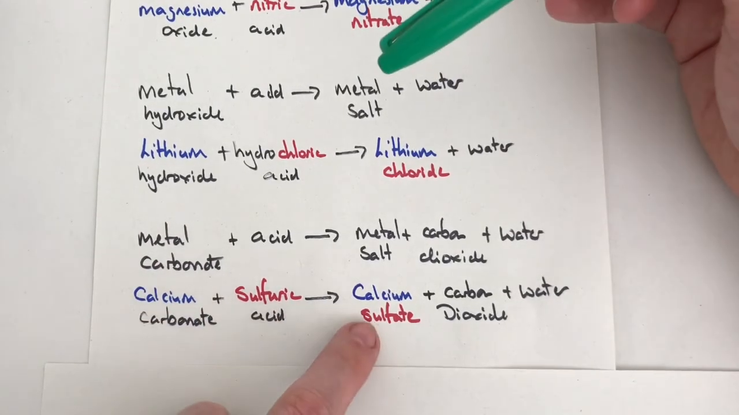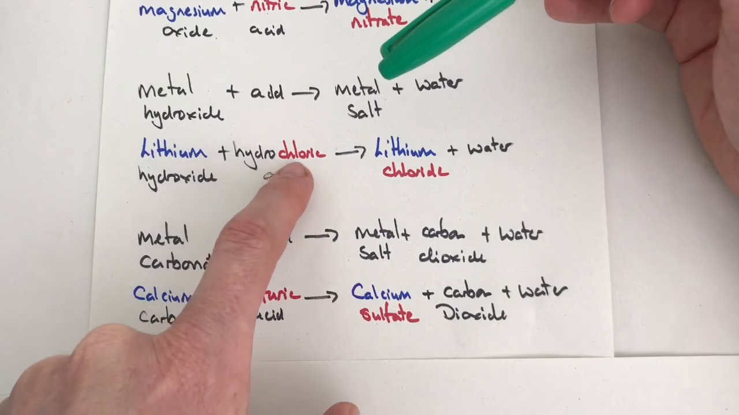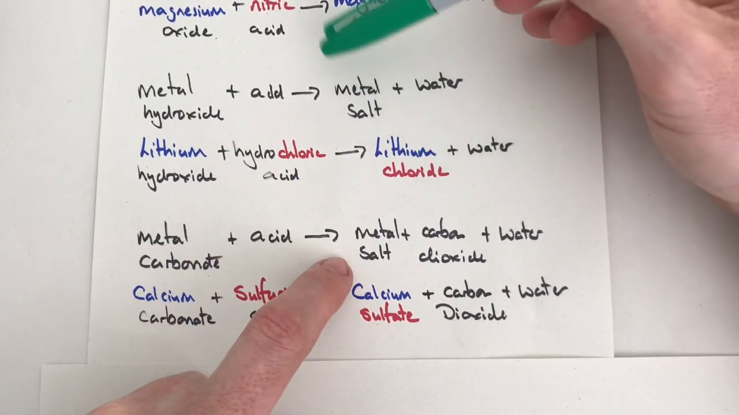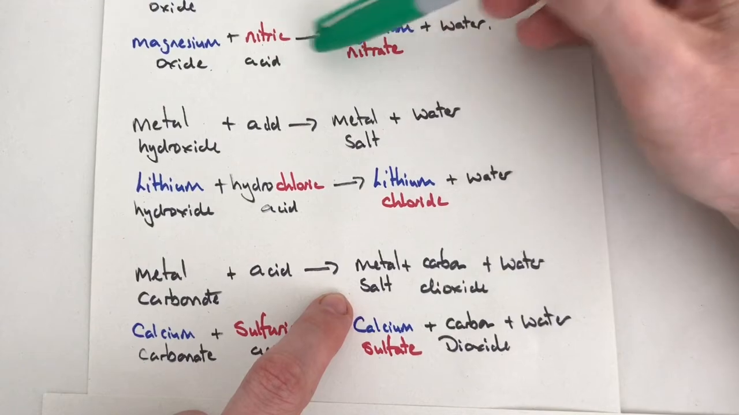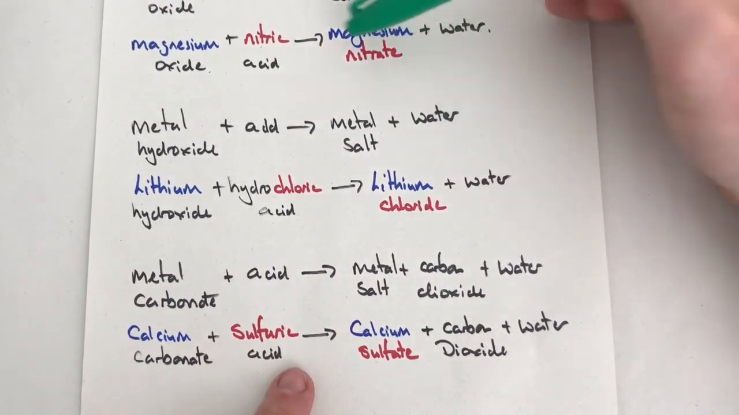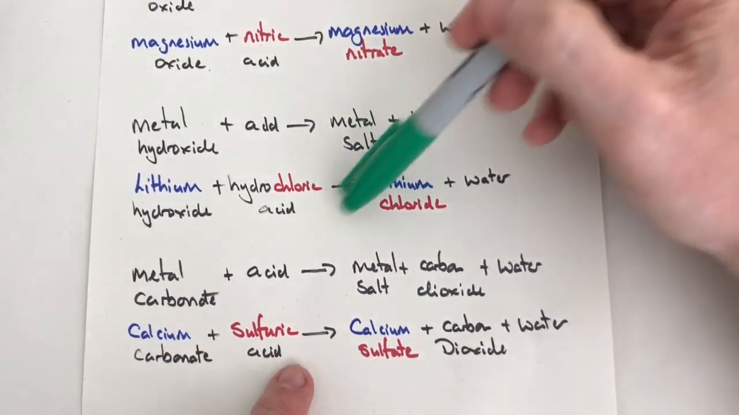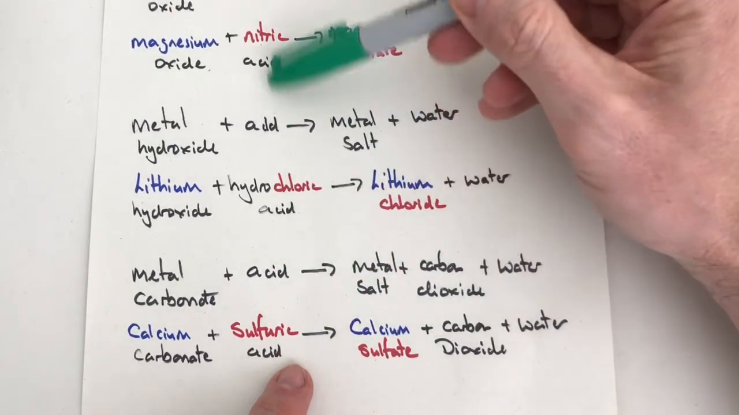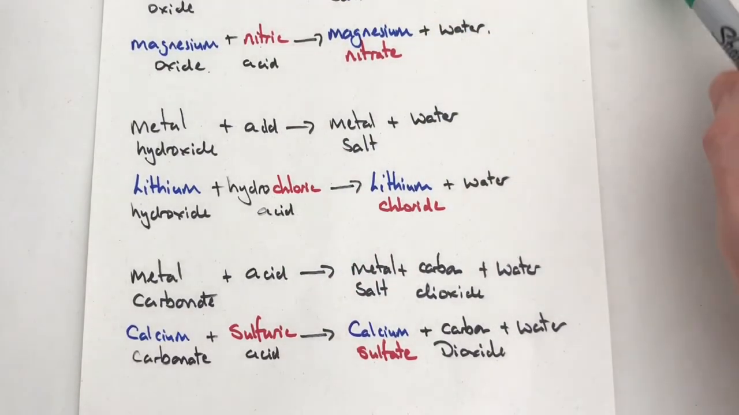Just as a reminder again, I've given you three of the acids. Sulfuric acid makes a sulfate salt, hydrochloric acid makes a chloride salt, and up here nitric acid makes a nitrate salt. So you should be able to do any one of these equations now and find the name of the salt, because you've got three examples of the acids that we need to know about.